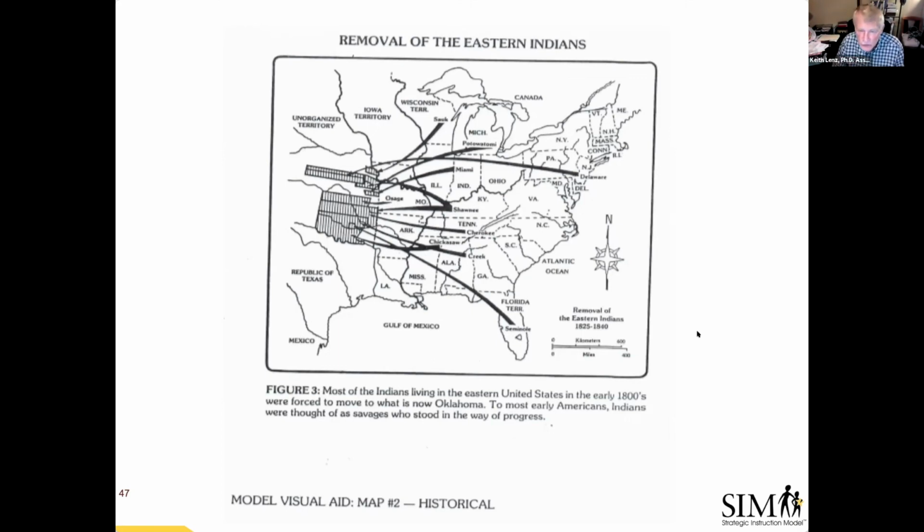You have a legend, so you have a title, Removal of Eastern Indians from that period of time, and we also have a scale to show miles. Okay, so we can figure out how many miles it is. All right, okay, good. So let's go back a little bit now.